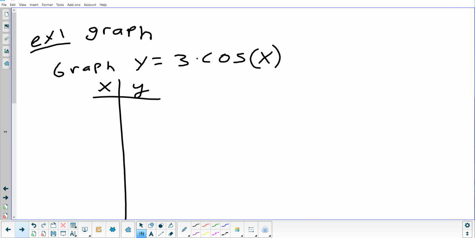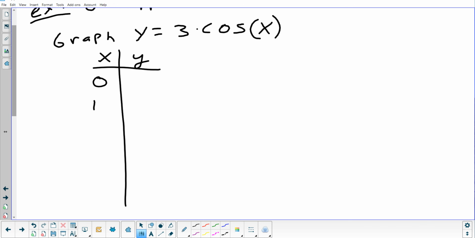How about Yadiel? What stays the same when you stretch something vertically? The x's. Yep. So x's are going to stay the same. Can someone remind me, what are my x values? 0, pi over 2, pi, 3 pi over 2, 2 pi. All right. So we've got that.